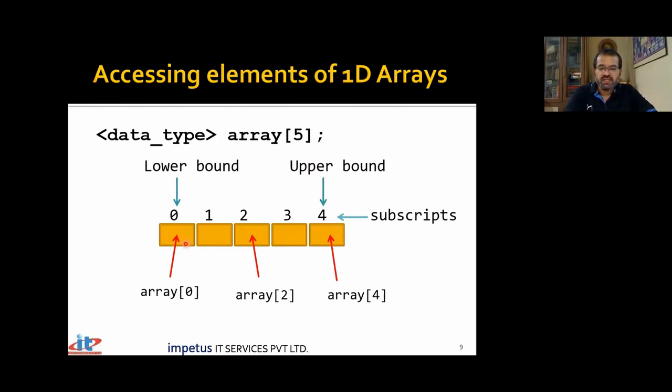So the lower bound of an array in C is 0, whereas the upper bound is size minus 1. Size is 5, so it is 4. So that's how you go about accessing an individual element of an array.